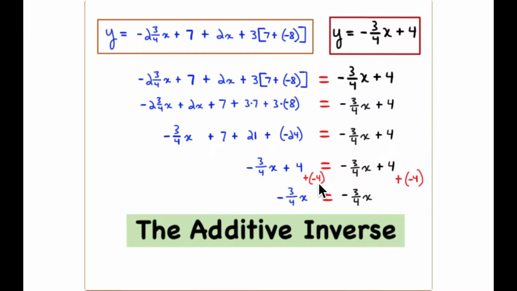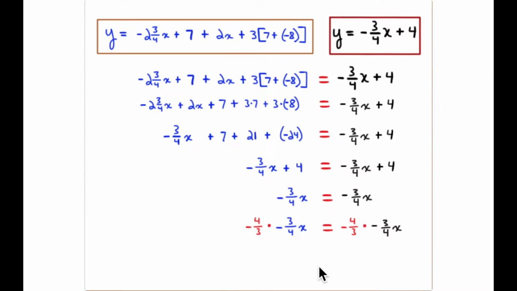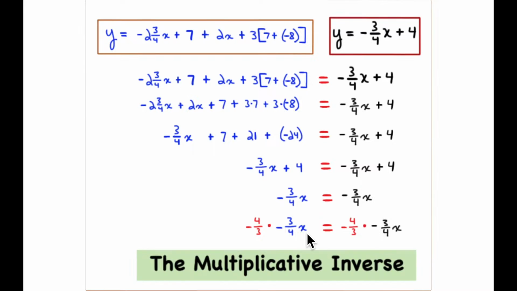So 4 plus a negative 4 is 0, so it's left with a negative 3/4 x. On this side, same thing, negative 3/4 x. So that's using the additive inverse. Now I want to get rid of this negative 3/4 as the coefficient. The number that goes along with the variable is called the coefficient. So I'm going to use the multiplicative inverse to get rid of that negative 3/4. So I'm going to multiply by negative 4/3. This equals 1. So this will equal 1x, which equals x. So that's using the multiplicative inverse, negative 4/3, and negative 4/3 times a negative 3/4 in both cases.